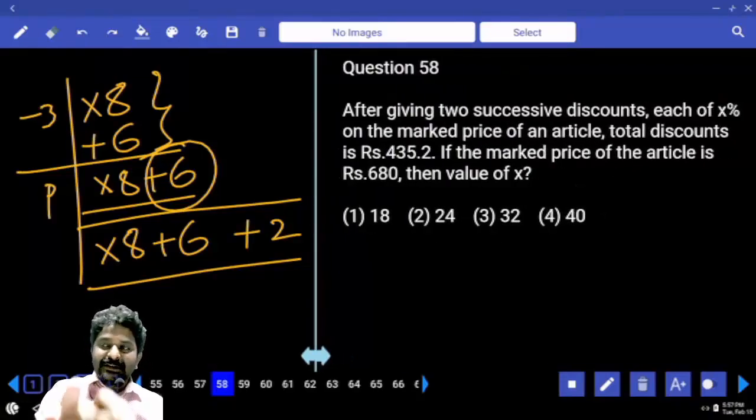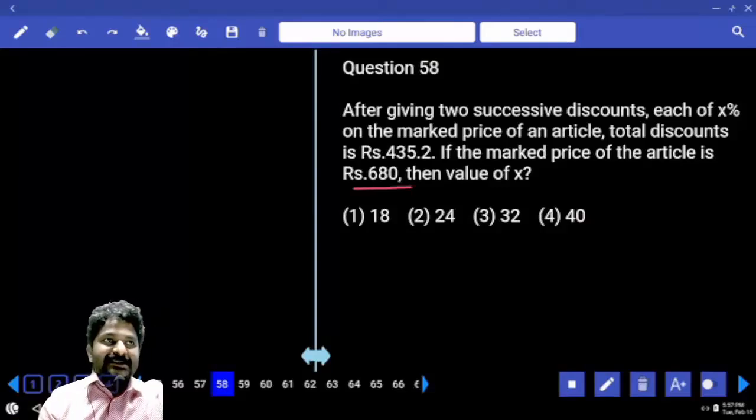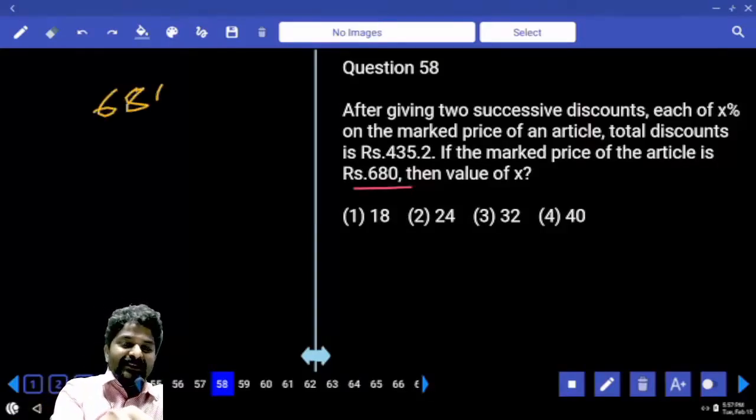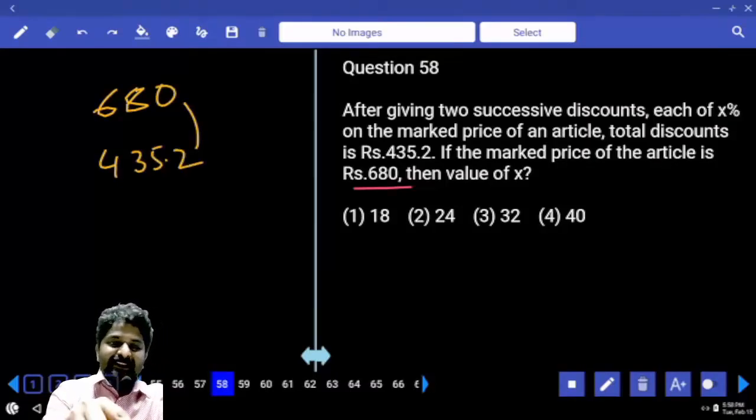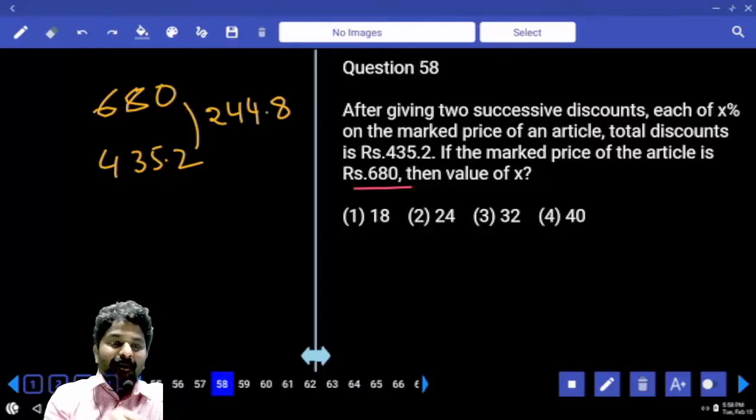After giving 2 successive discounts of each X% on the market price of an article, total discount is 435.2. If the market price of the article is 680, what was the value of X? So now market price is 680. From this, how much should be subtracted to make it 435.2? Let's first calculate this. This is 244.8. Correct?